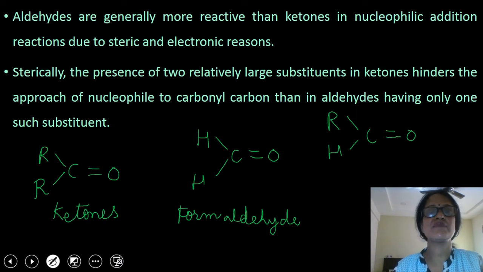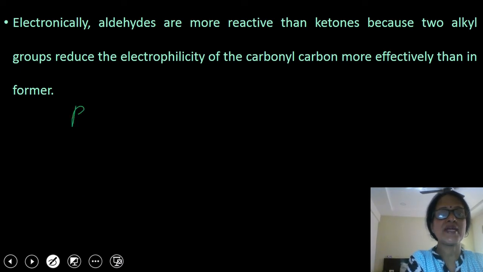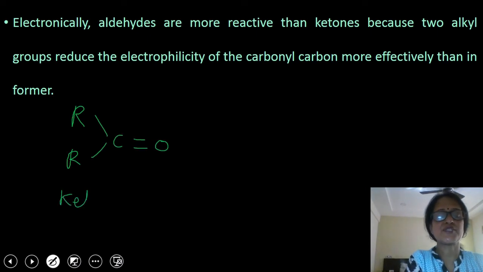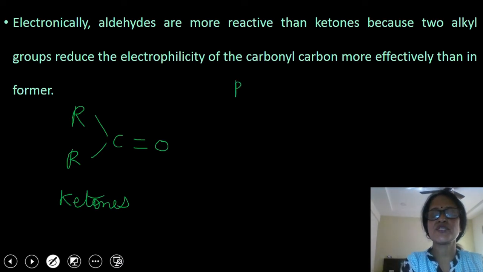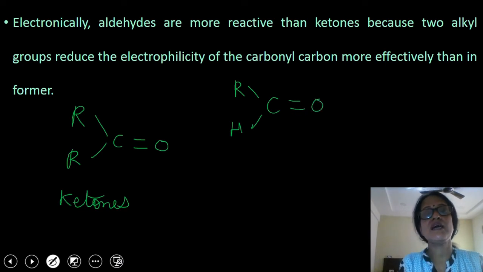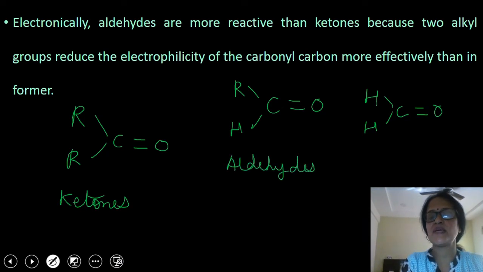Now I would like to discuss the electronic reasons. For explaining the electronic reason, again I am going to write the structures of aldehydes and ketones. This is the structure of ketones. Ketones consist of two alkyl groups attached to the carbonyl carbon. Again, I am going to write the structure of aldehydes. This is the structure of aldehyde, which consists of one alkyl group and one hydrogen atom attached to the carbonyl carbon. And in the last, I will draw the structure of formaldehyde, which consists of only two hydrogen atoms attached to the carbonyl carbon.